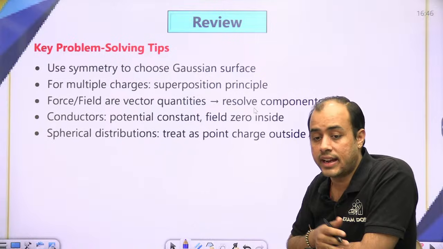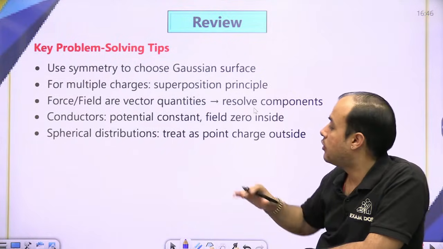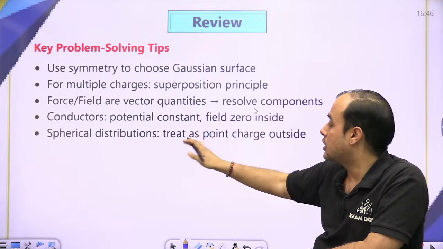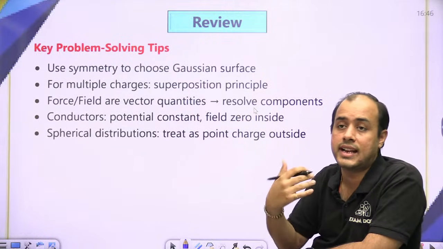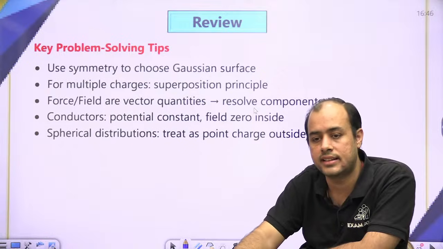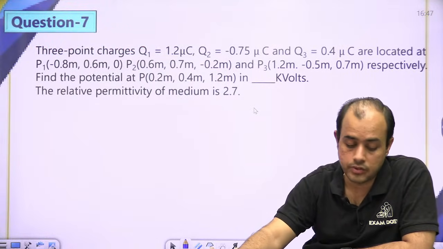Force and field are vector quantities, so while adding them, convert them to components. For a conductor, potential is constant and field is zero inside. For spherical distribution, when you are finding the field outside the sphere, treat it as a point charge at the center of the sphere. Now, beta, we left some questions as homework.